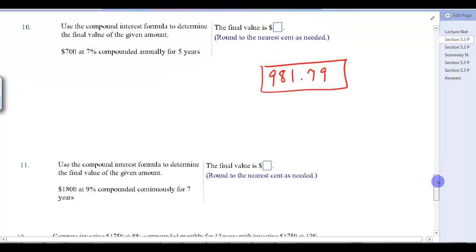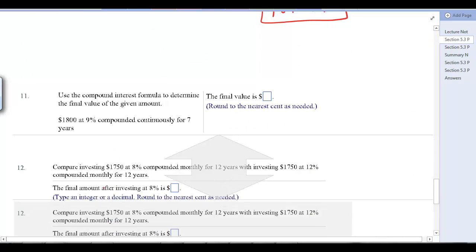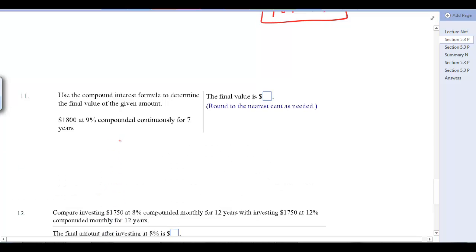Okay. All right, let's do number 11 because finally we're getting something different here. This is compounded continuously, and remember that's A equals P E to the RT. $1,800, 9% continuously for 7 years. So we've got A equals 1,800 E raised to 0.09 times 7.